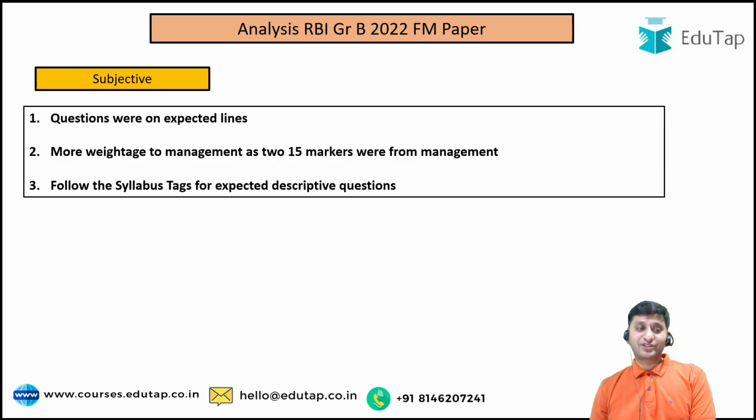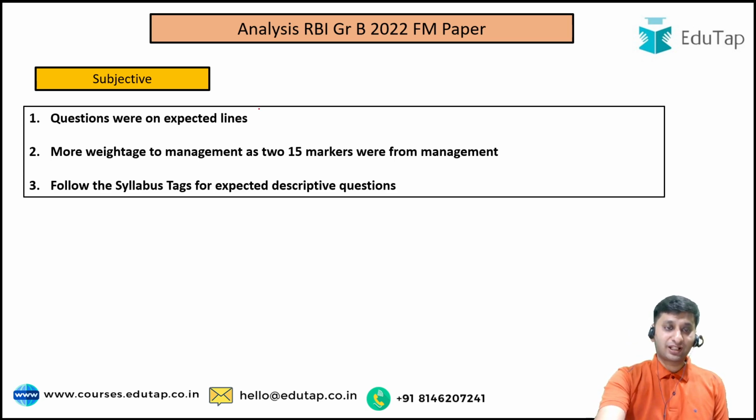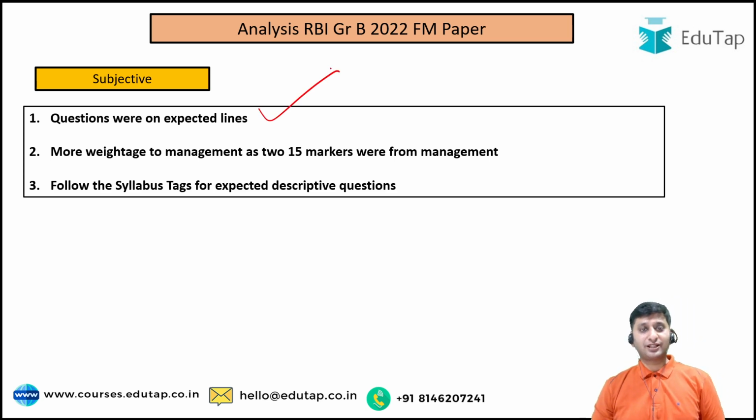So from subjective, what I can say is that questions were more or less on expected lines. They were not very tough, and nothing was very unexpected. They gave more weightage to management in subjective also, so I think that was intentional. Both in subjective and objective, they gave more weightage to management, but this is not something permanent. It can reverse in future, right?